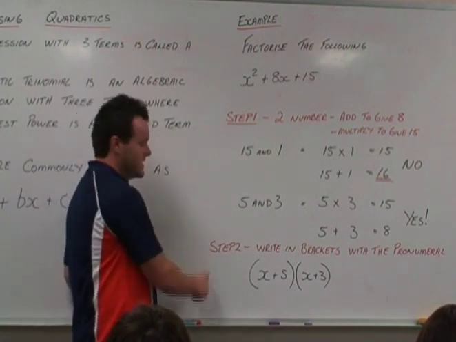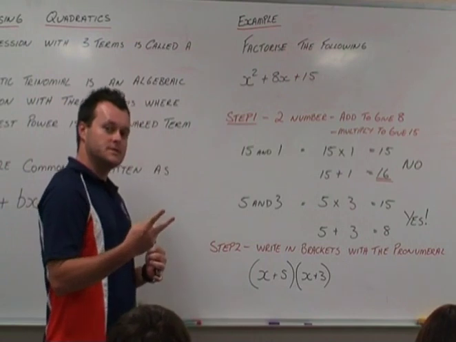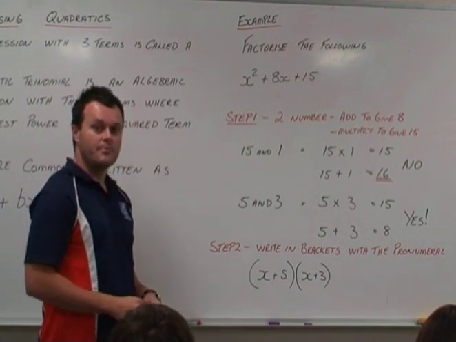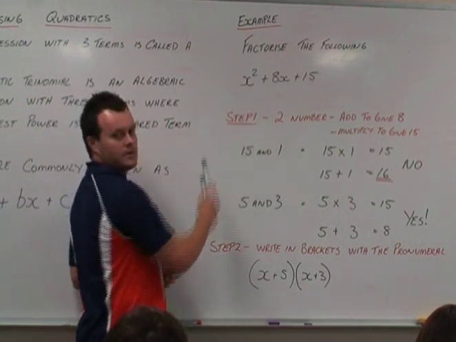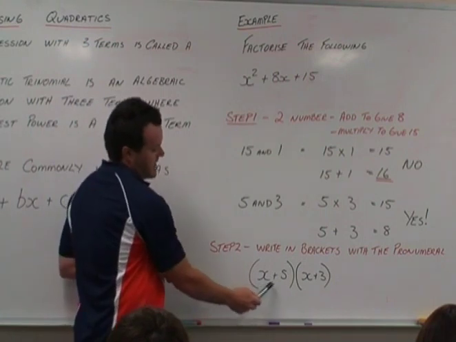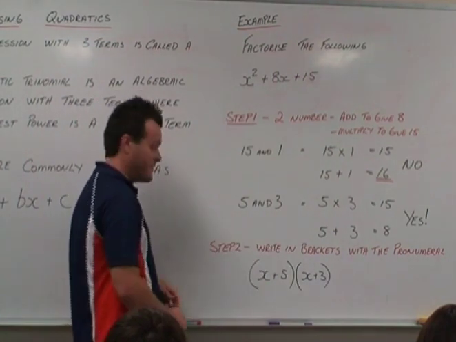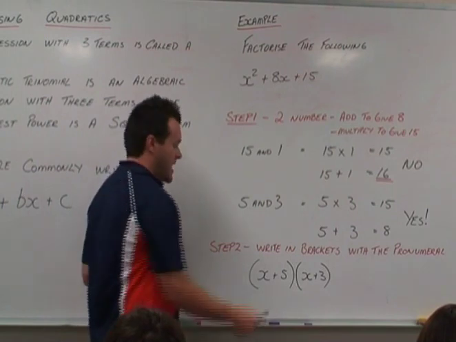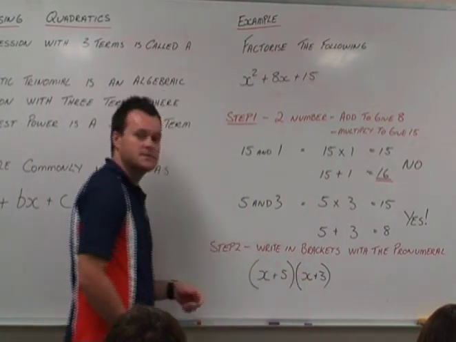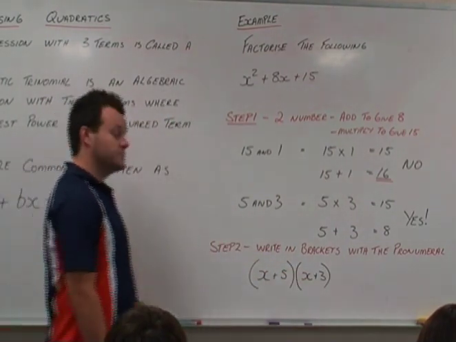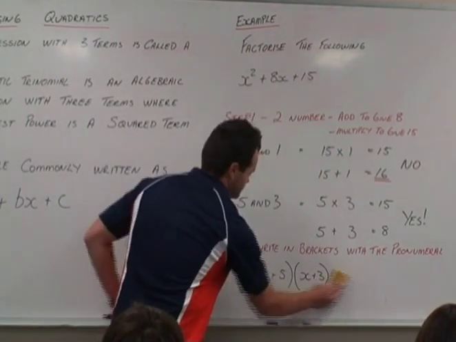Step 2 then is quite simply, once we've got those two numbers, we're just going to put them in the brackets with the pronumeral, which is x. So we write x plus 5, because that's a positive 5, in brackets, and x plus 3 in brackets. Easy done. Let's really quickly look at one more.